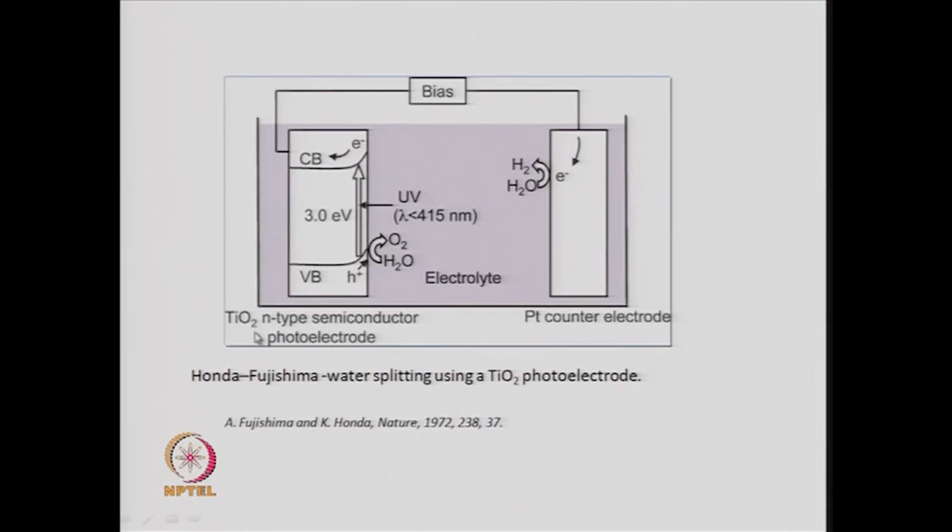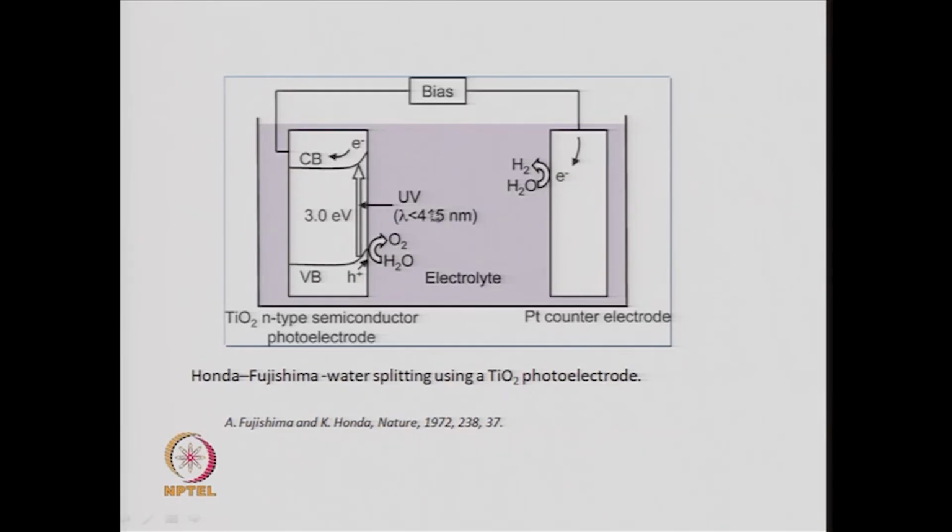So, that electrode, where out of the two electrodes you have one electrode where you shine light, is called the photoelectrode. The photoelectrode here is titanium dioxide, an N type semiconductor material, and as shown this is the band gap, and the other electrode is the platinum electrode.